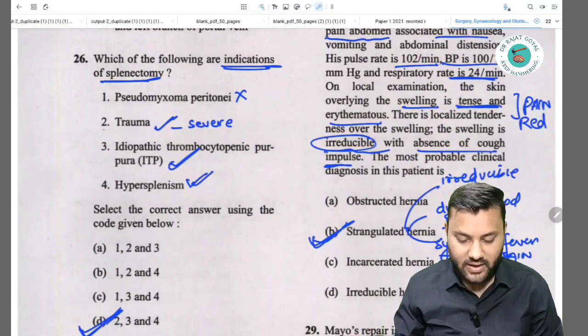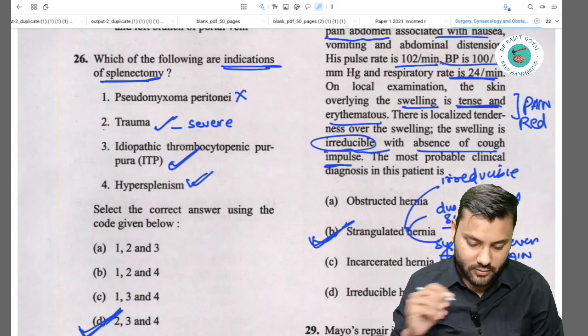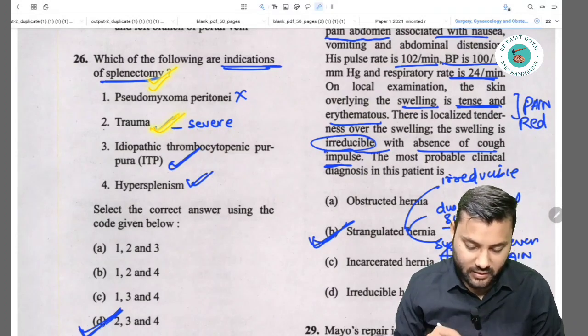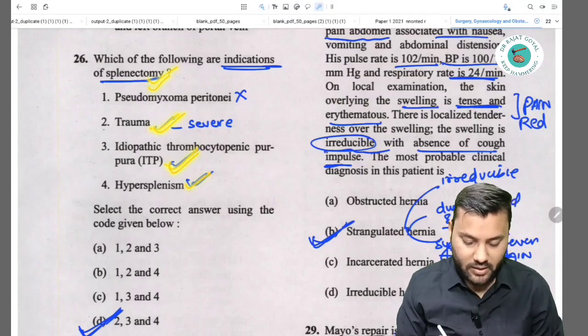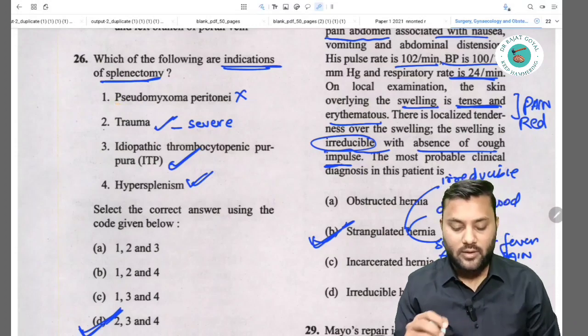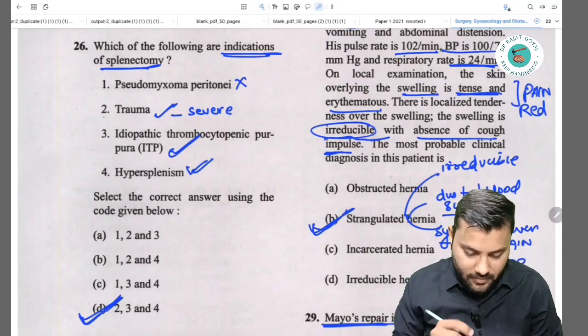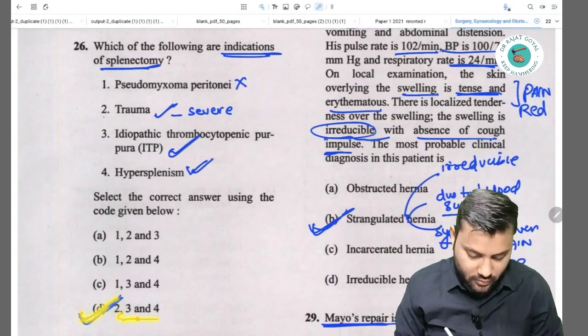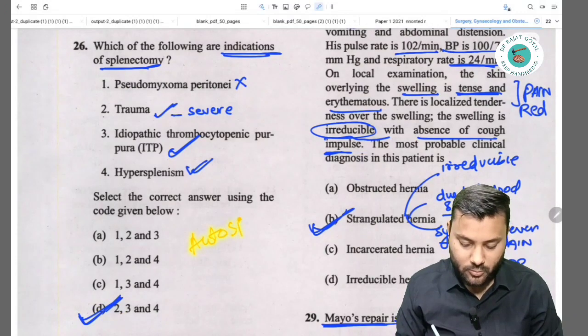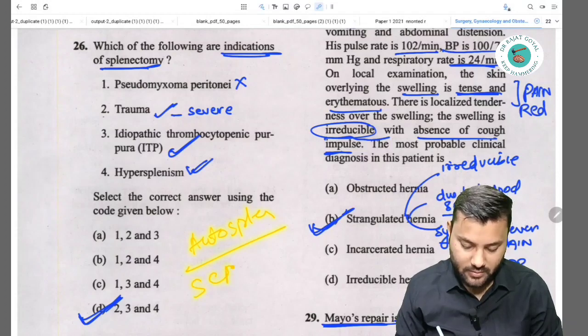Which of the following are the indications of splenectomy? Splenectomy is done in the case of trauma, in the case of ITP and hypersplenism, but it is not done in the case of pseudomyxoma peritonei. So the answer here will be 2, 3 and 4. We also have to remember that autosplenectomy occurs in the case of sickle cell anemia.